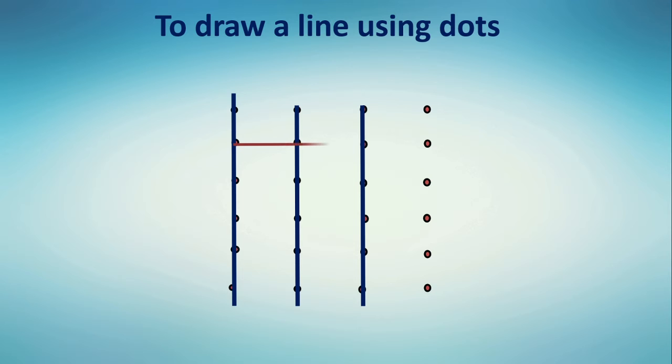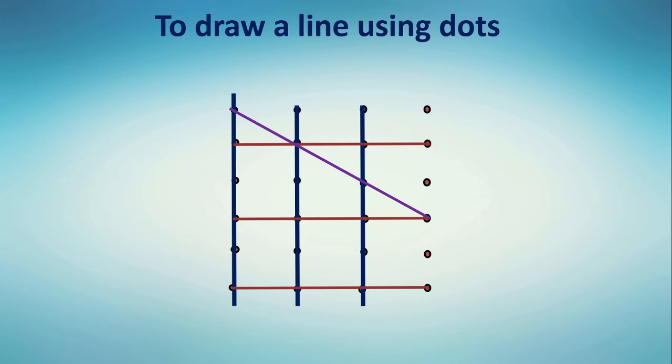Okay, now here you can see like these dots, if I join, then I will get a horizontal line. See, this is horizontal, isn't it? Or sleeping line, right? Now one more sleeping line. Now if you want to draw a slanting line or inclined line, we can draw like this. For this, children, one more you can see an inclined line. Like this, by joining the dots we can draw a line, right?